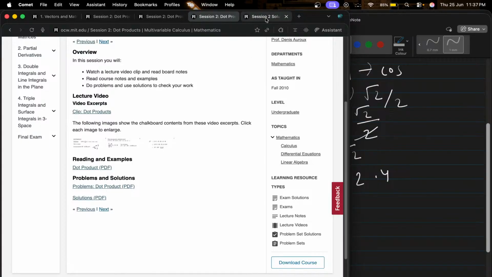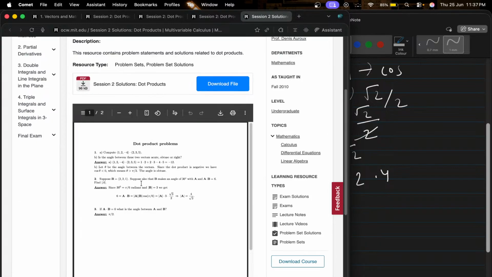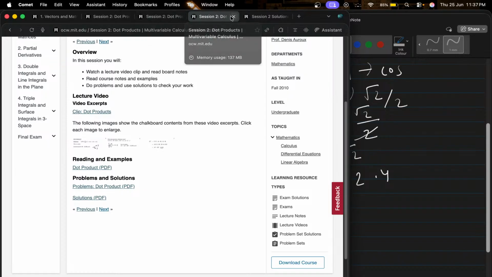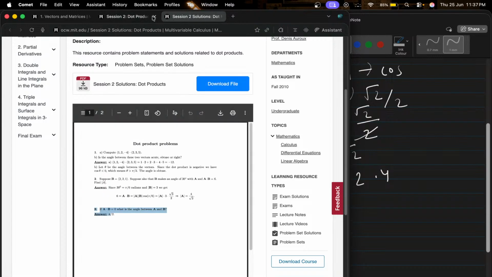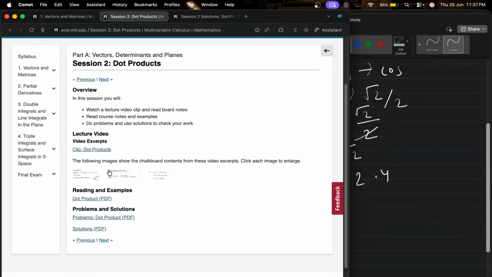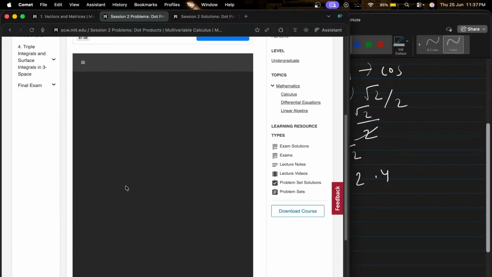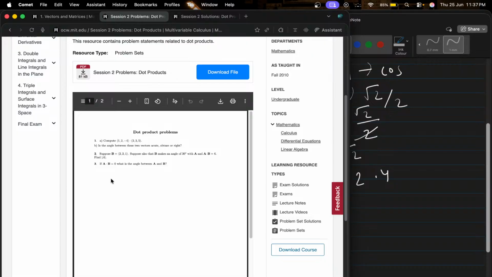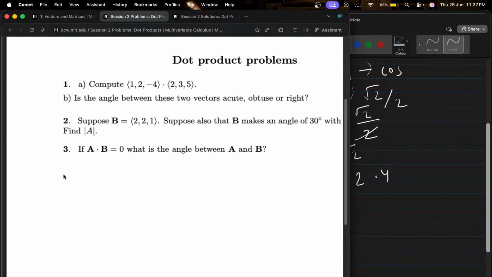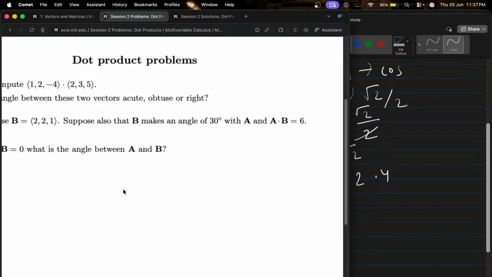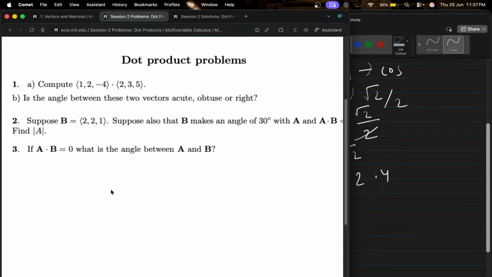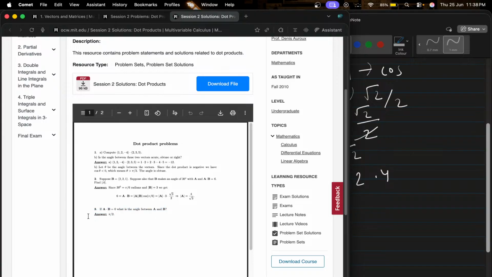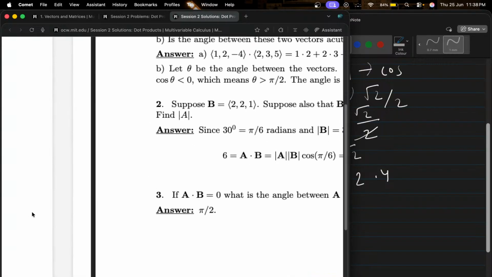So we do have problems too, right? How many problems are there? There were one, two, three problems. Let's see the problems. These are solutions. So we have problems. I believe the problems would be a bit tough. If it's equals to 0, then it would be pi by 2, right? It would be cos pi by 2. Am I right? Yeah, I think so, it's pi by 2.